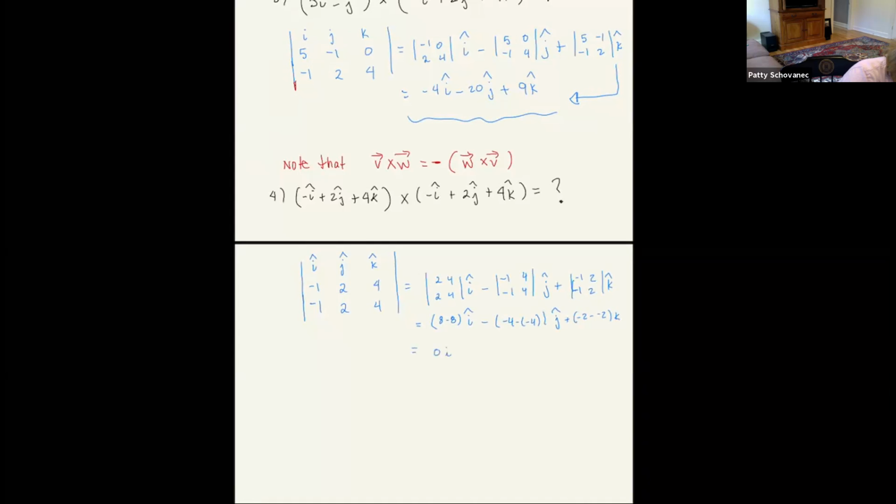So what you should notice is you get the zero vector, not the zero scalar, you get the zero vector. Okay, so if ever you're doing a determinant and any two rows are the same, that determinant has a value of 0. Okay, so note that any vector crossed with itself is going to give you the 0 vector.